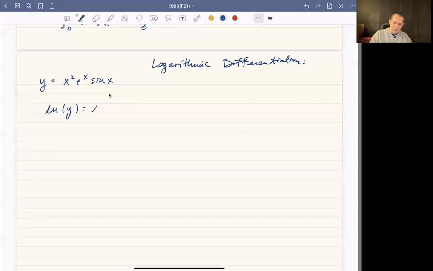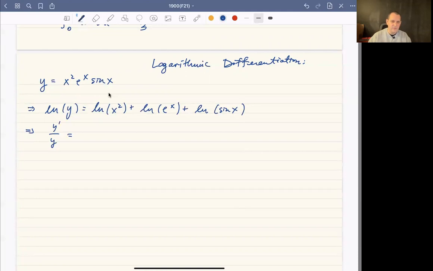So the natural log of y is going to be the natural log of x squared plus the natural log of e to the x plus the natural log of sine of x, because it's the natural log of a product, so that becomes the sum of the natural logs. Now differentiate. So this tells you that if we differentiate, we'll get y prime over y. And now these are trivial to differentiate.